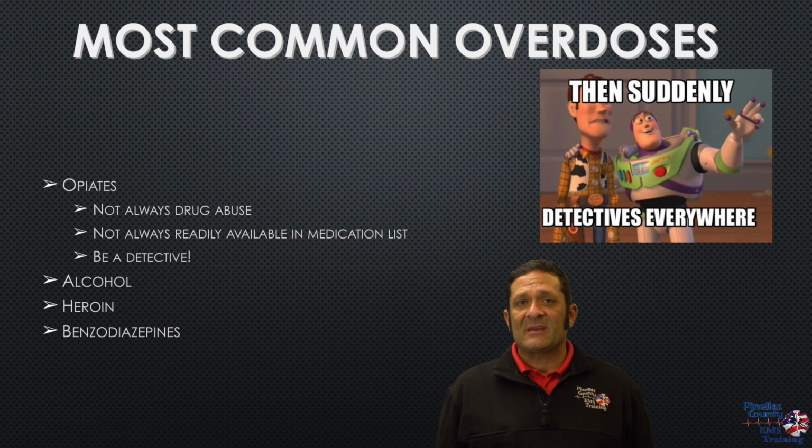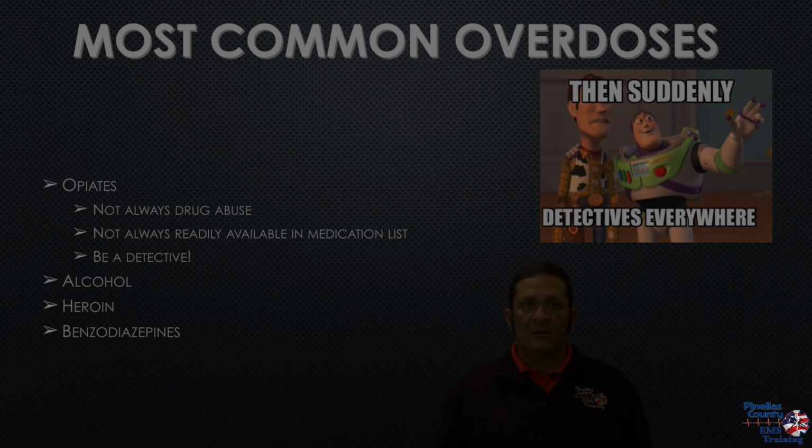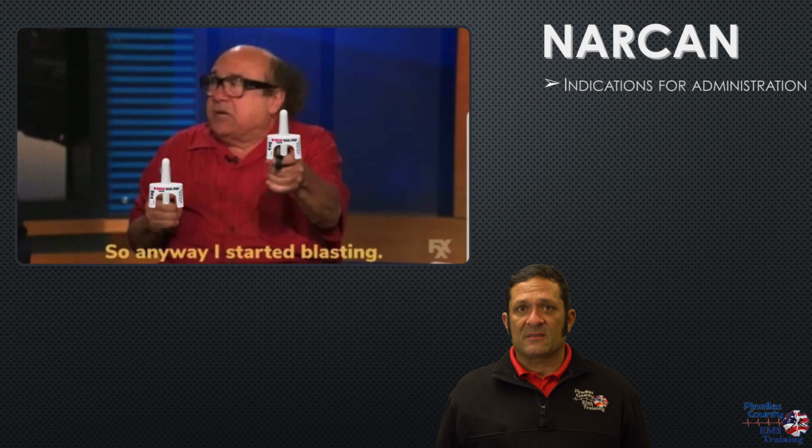Alcohol, heroin, and benzodiazepines also fall into the category of common overdoses. Remember, Narcan only works if it's an opiate-based drug. Obviously, we need to suspect that there's an opiate overdose, and some things that could clue us in on that would be pinpoint pupils and depressed respiratory effort.